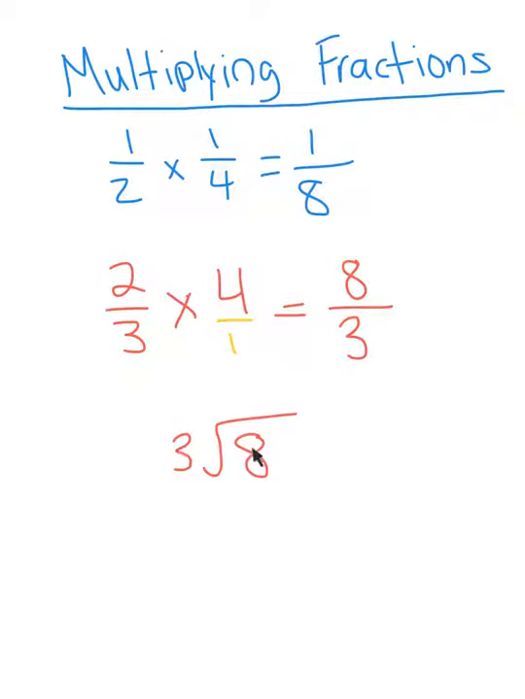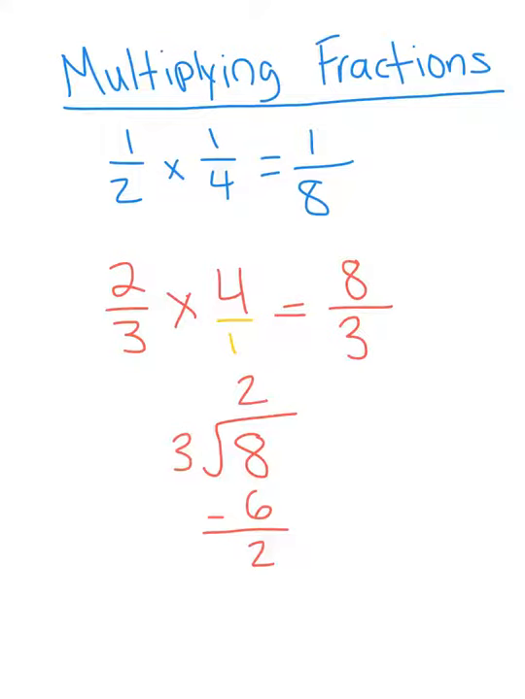How many times does 3 go into 8? It goes in 2 times. And 3 times 2 is 6. I'm going to subtract that. 8 minus 6 is 2. And now 3 can't go into this 2, and there's nothing left. So 2 is our remainder.